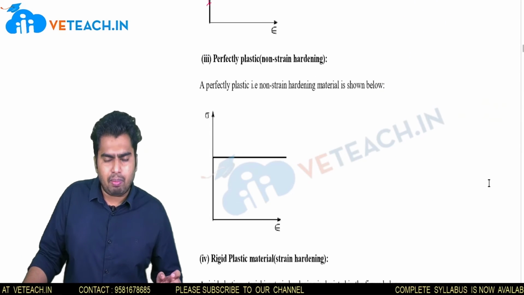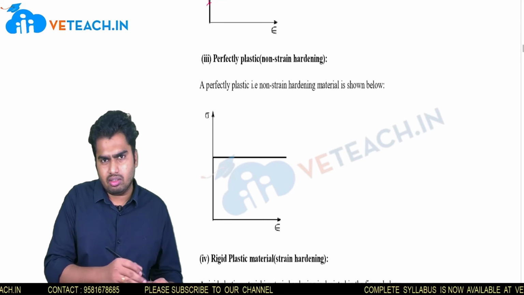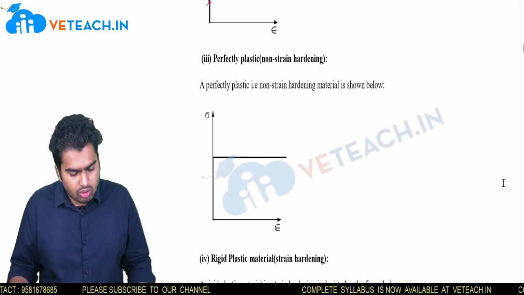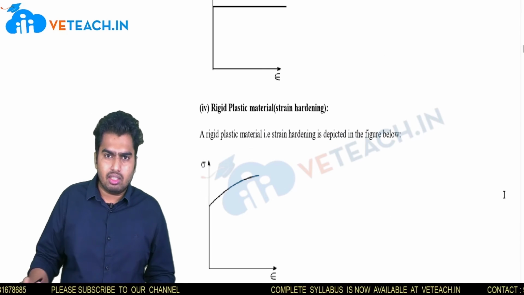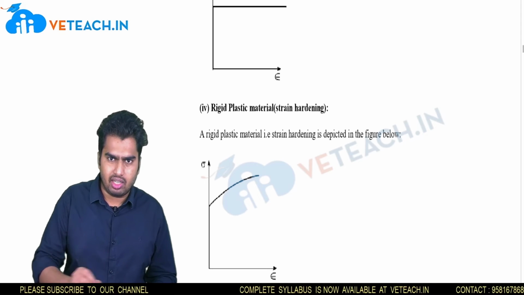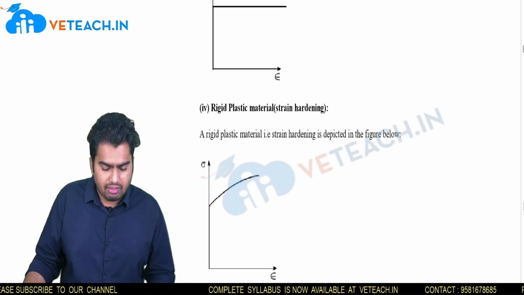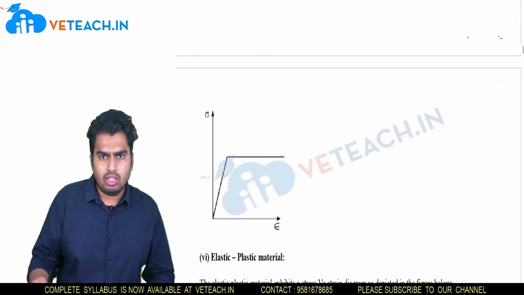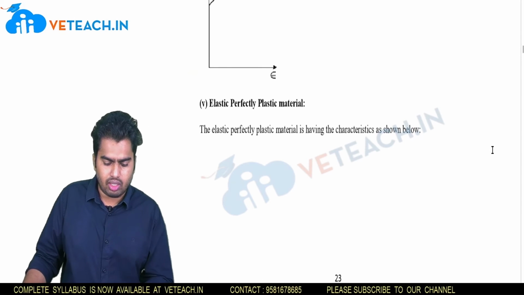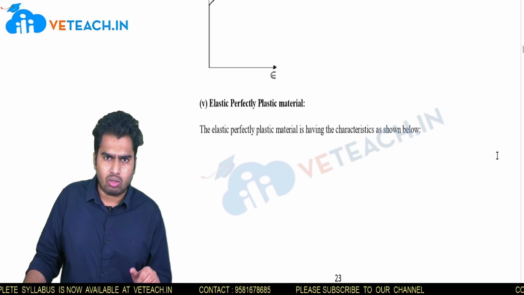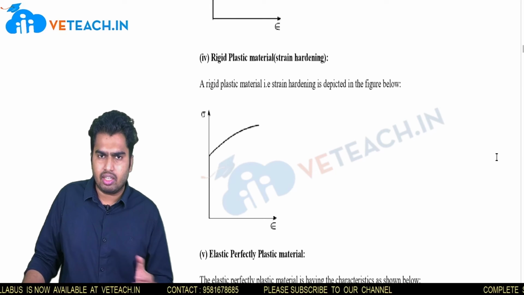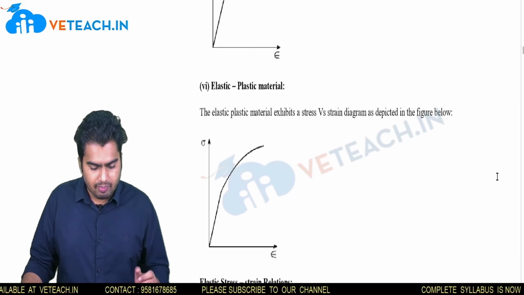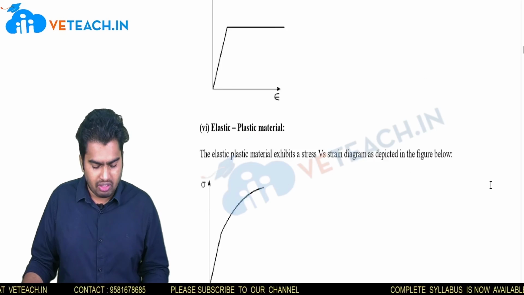Next, for a perfectly plastic one, the stress strain graph will be parallel to the strain axis. For rigid plastic, in the plastic region there will be some amount of strain hardening. So this is the graph, and for elastic perfectly plastic, this is what the graph looks like. Elasticity is there and plasticity is also there. And since the plasticity is perfect, we get a horizontal line. If it is not perfectly plastic, we will get a curved line. That is the logic you have to remember here. So these are the stress strain graphs for different materials.